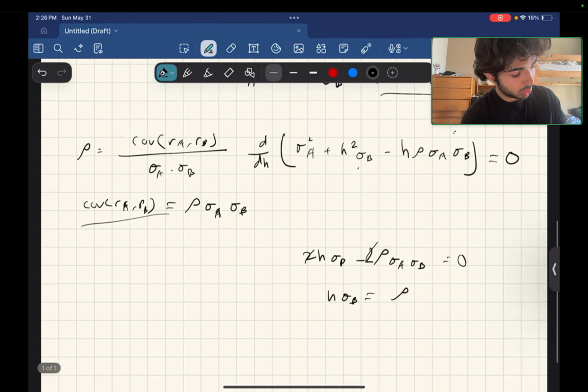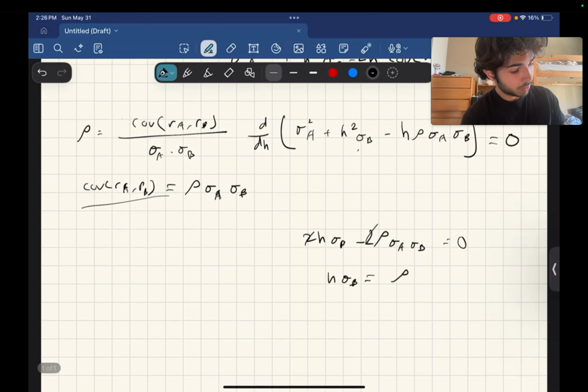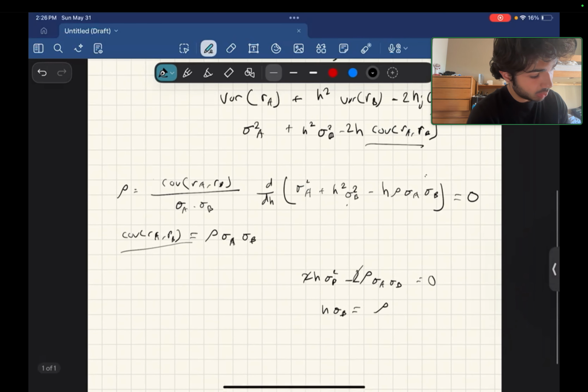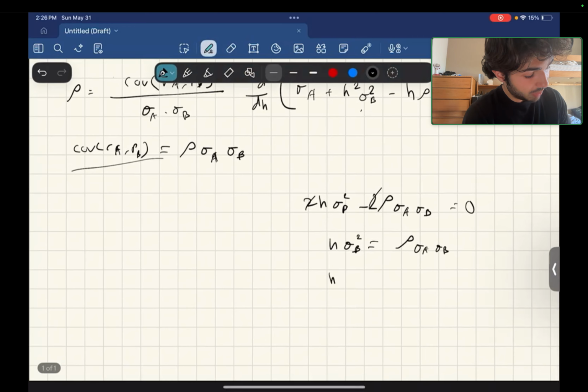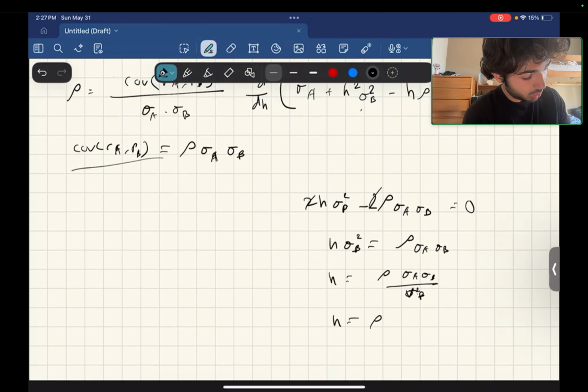So H times the variance of B equals rho standard deviation of A, standard deviation of B. Yes, it was variance of B. Then H equals rho standard deviation of A, standard deviation of B over variance of B. And so H is equal to rho standard deviation of A over standard deviation of B.